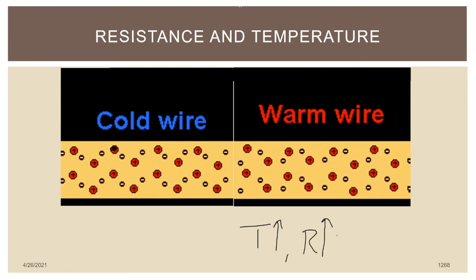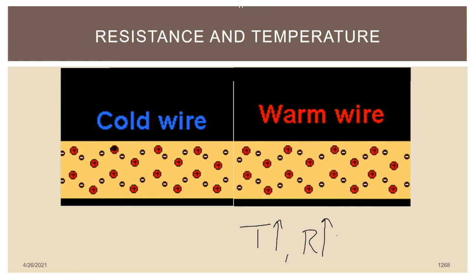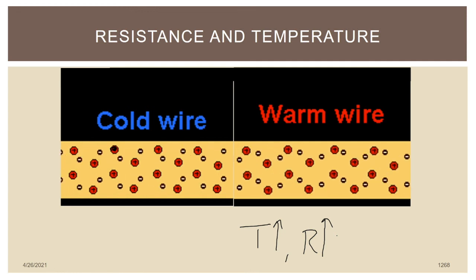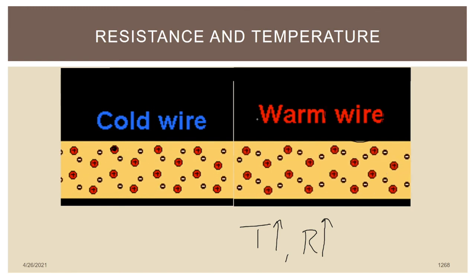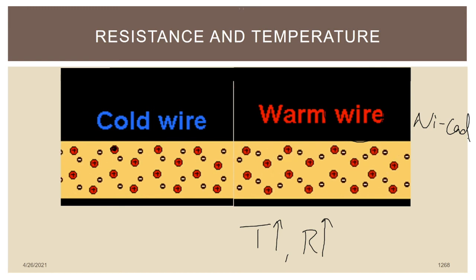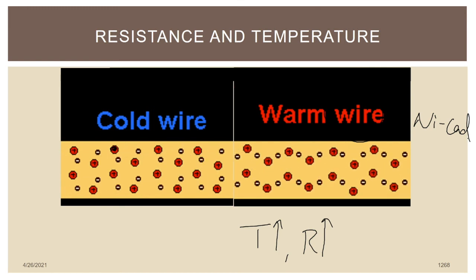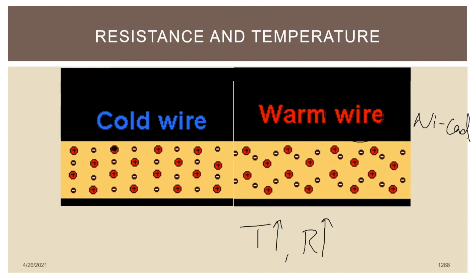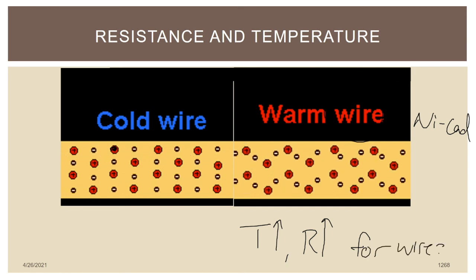Now, if you are paying attention in shop, some of you might be thinking, wait a second, isn't that the opposite of what they told us in shop? You have to be careful whether you're talking about a wire or whether you're talking about something like a NiCad battery. If you're talking about a battery, it's a totally different principle. The way a battery works is totally different from the way a wire works. So this is only for wires, not for batteries.